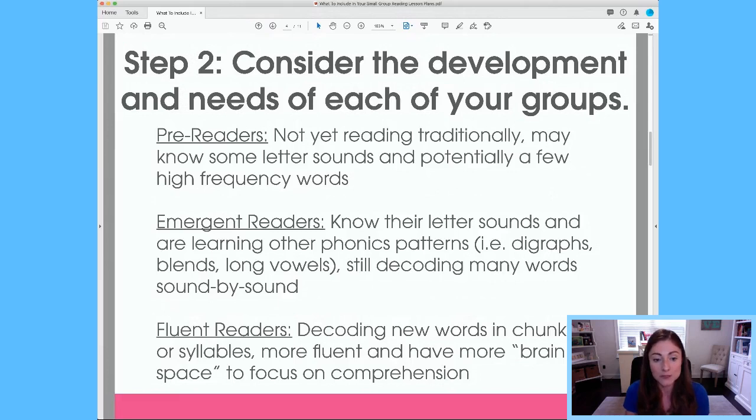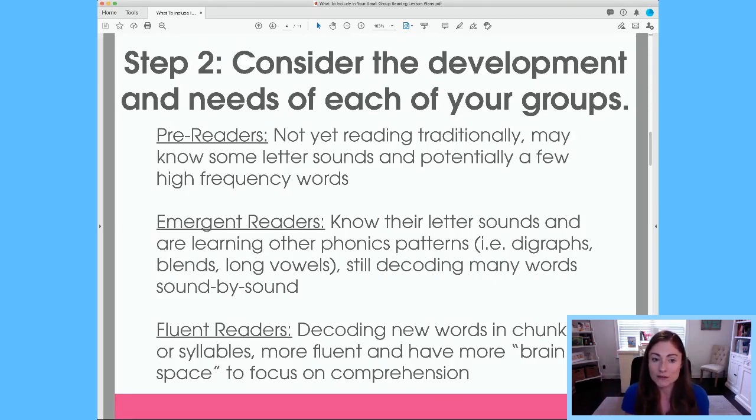Now, when kids become fluent readers, many of those connections are already built, right? So they're decoding new words in chunks or even syllables. They're more fluent in their reading, and they have more brain space, quote unquote, again, very not technical, to focus on comprehension. So it's not that there's no tricky words whatsoever. It's not that their phonics learning is over. It's just that a lot of that work has already been done to help them bridge the visual and the sounds in words in that part of the brain that I was talking about developing.